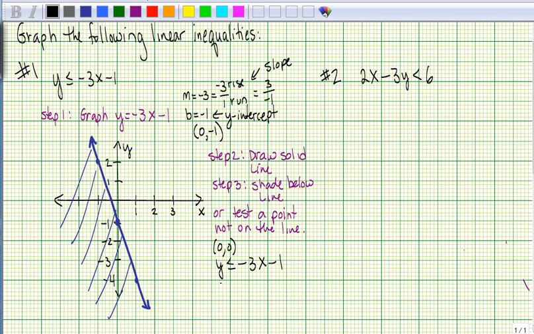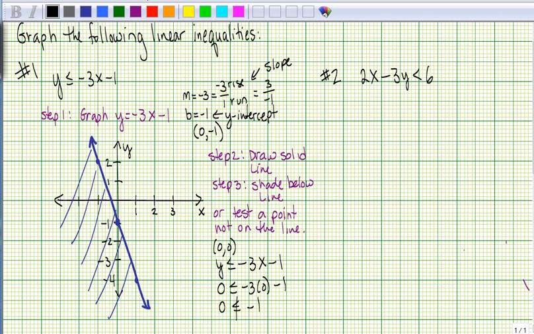If we plug in y is 0 here and x is 0, we notice that the left side is 0 and the right side is negative 1. But 0 is not smaller than or equal to negative 1. That does not make sense, so that is not true. So (0, 0), which is the origin, is not in the shading. So the shading is the opposite.